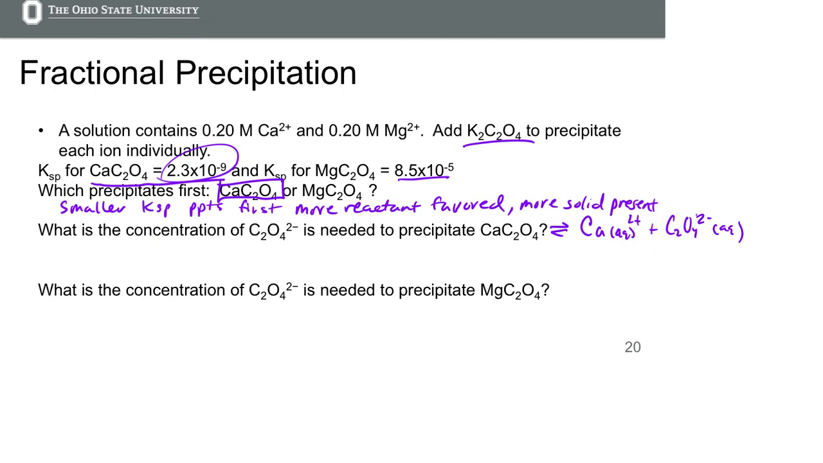And so our K value, KSP, which is equal to 2.3 times 10 to the minus 9, is going to be equal to the calcium concentration times the oxalate concentration. From this problem, it was stated that we have 0.2 molar calcium. And we want to figure out the concentration of oxalate that's required to precipitate that 0.2 molar. That's effectively saying what concentration of oxalate is needed to reach equilibrium.